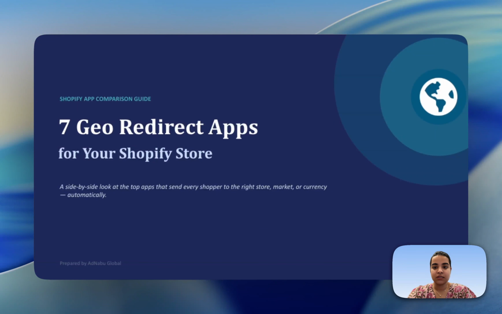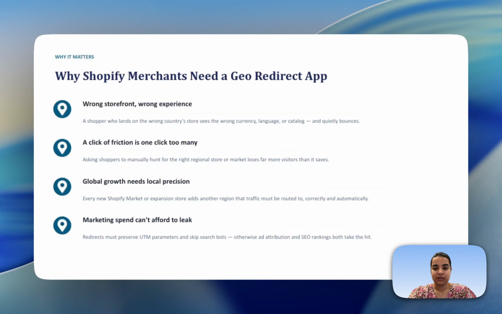If you sell to customers in more than one country, this is the app category that quietly decides whether a shopper sees the right store, the right currency, and the right language the moment they land on your site. Let's start with the basics.